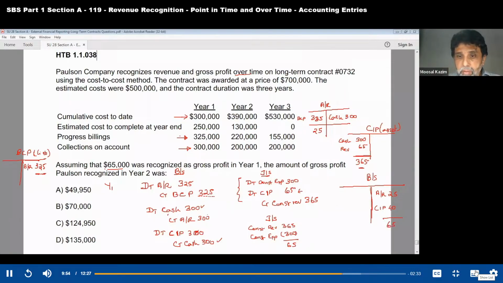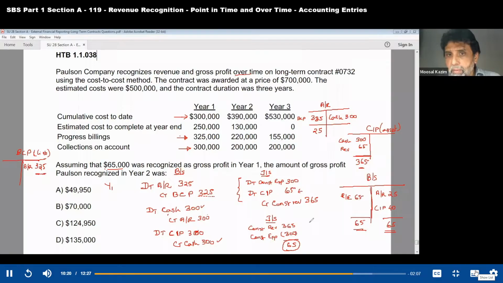Equity, the profit here gets closed to retained earnings. So the retained earnings would be 65. So this is how the balance sheet is done. The balance sheet also agrees. And this is how the income statement is done. So this is the way accounting is done for an overtime project.